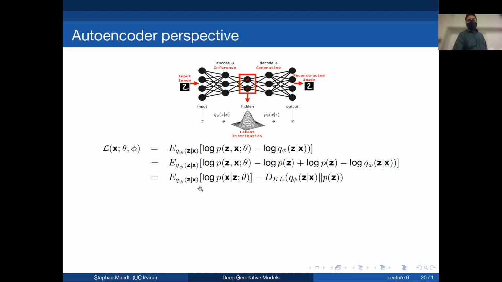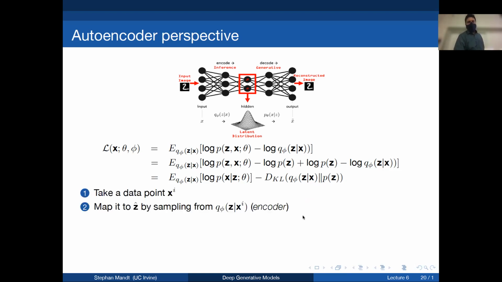Now, it turns out that the second formulation has a closer tie to autoencoders in some sense. And why is that so? Well, first of all, let's see how this autoencoder operates. It takes a data point xi as an input, and then we map that data point to z using this q of z given xi, in other words, the encoder. And from there, we're trying to reconstruct the input x hat by sampling from p of x given z hat, the z hat that we've previously generated.